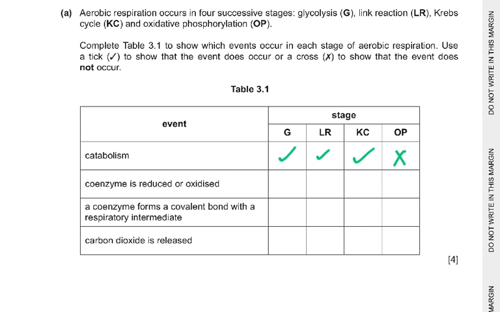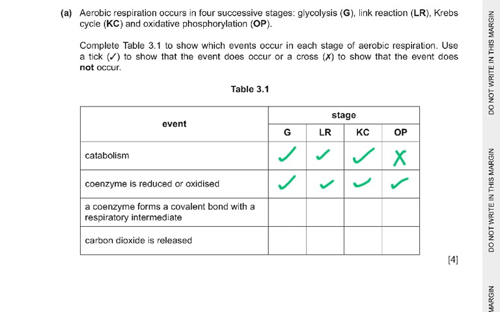Then, is a coenzyme reduced or oxidized? Yes, in all of them. Coenzyme NADH is formed in glycolysis, NADH is formed in the link reaction, NADH and FADH are formed in oxidative phosphorylation. NAD gives up its hydrogen, so it's not reduced, it's oxidized.